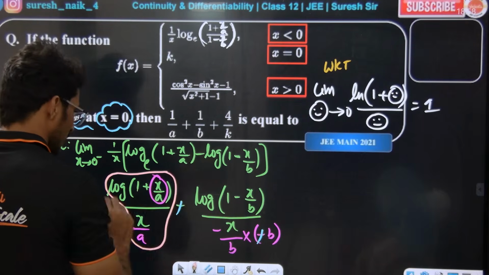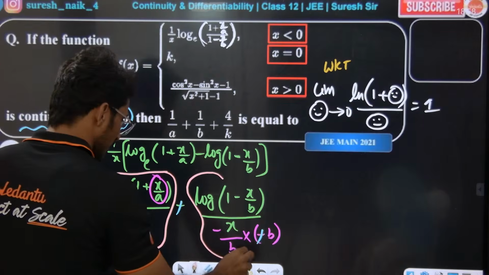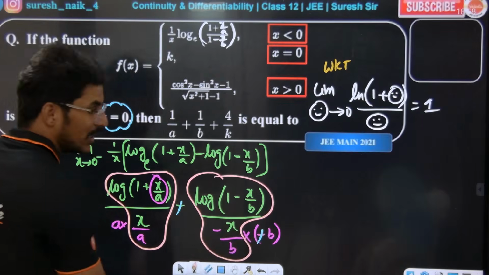What is this going to be? And what is this going to be? Tell me, what is this going to be?